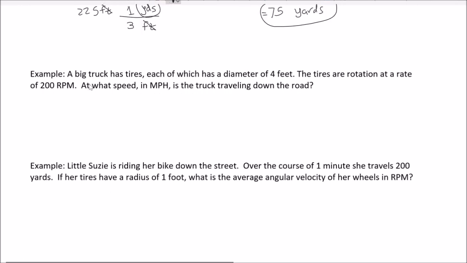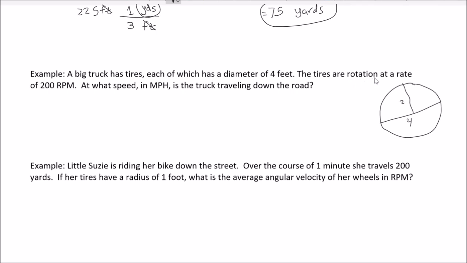All right, we're going to deal with a truck, a big truck. It has tires. Each of them have a diameter of 4 feet. I always like to stop and draw it. For whatever reason, maybe I'm just a visual learner. Drawing this out is helpful to me. And they said diameter is 4, which means the radius is 2.